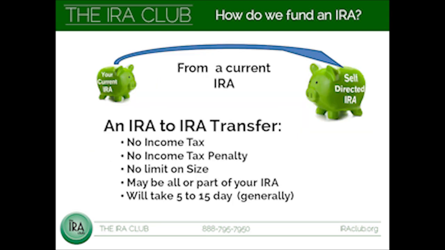They're very, very simple. An IRA to IRA transfer has no income tax. It's not a taxable event. There's no income tax penalty. So some people say, well, gee, I'm young, and isn't there an early withdrawal penalty? Well, there may be an early withdrawal penalty, but we're not withdrawing. We're transferring from one account to another. That's not a withdrawal. And so no tax penalty.